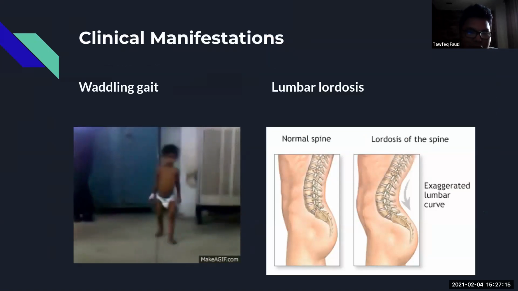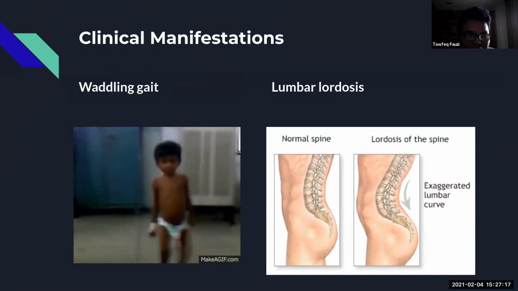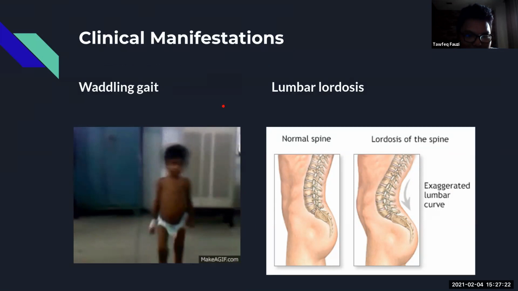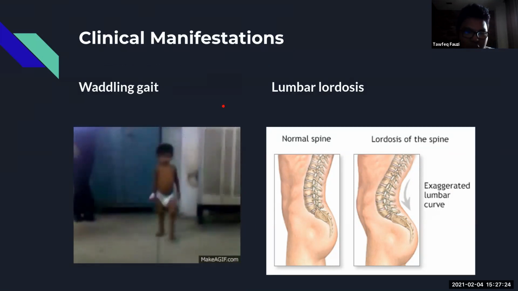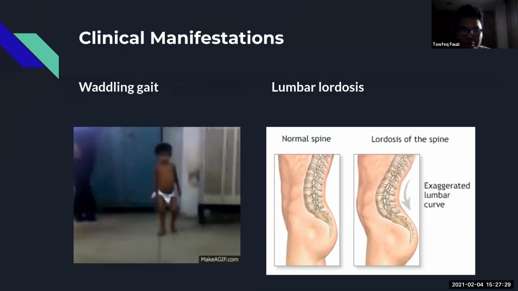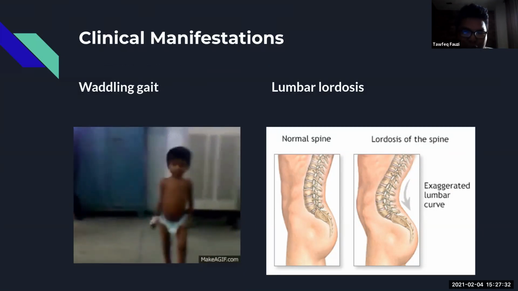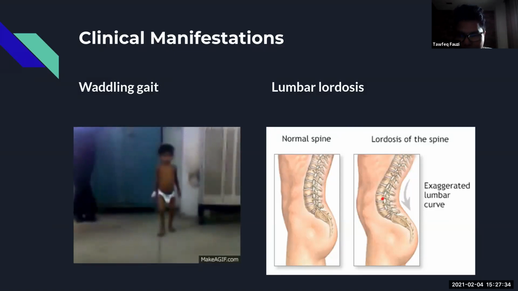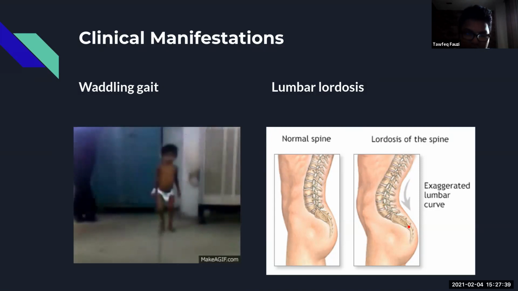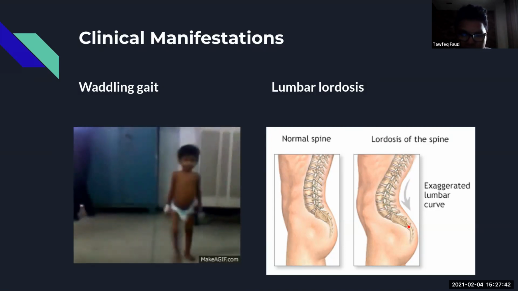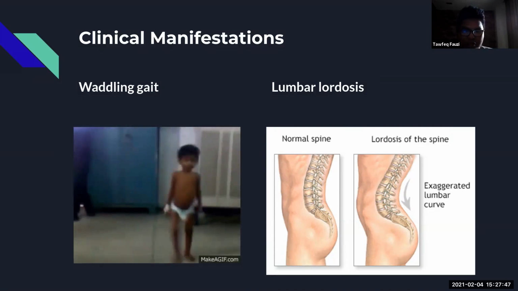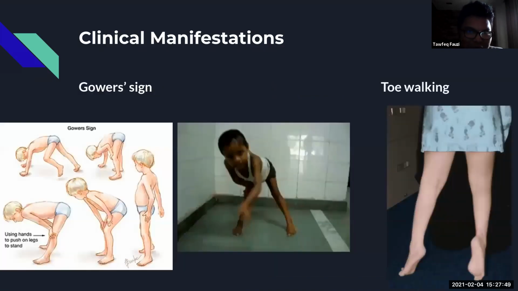These are some of the signs that you can look for. The first one is a waddling gait. Waddling gait is like jalan-jalan itik. This is due to the instability of the pelvis. So the child has to walk like this. Next is lumbar lordosis, which is the exaggerated curvature at the lumbar spine, also due to pelvic instability. The pelvis tilts anteriorly, and so the spine has to curve to maintain the posture of the child.